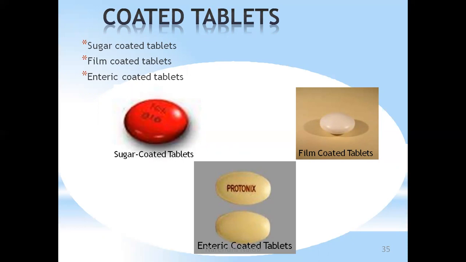Next, film coated tablets. These tablets are coated with film. Why are these coated with film? To obtain sustainability, to show its action for a prolonged period of time, we will coat with film. And enteric coated tablets are there. So these are the different types of tablets.